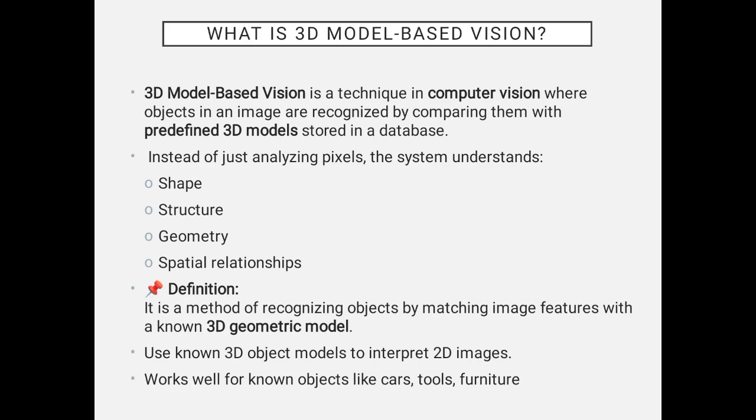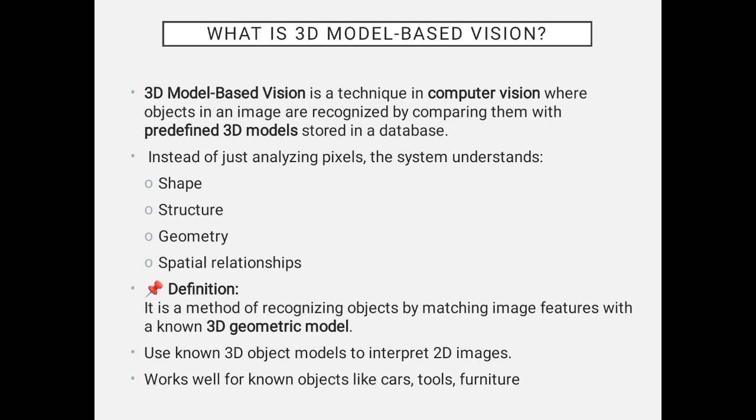3D model based vision is a method where objects in an image are recognized by using predefined 3D models stored in a database. So, unlike traditional methods that only analyze pixels, this approach focuses on understanding the object's shape, geometry, and relationships. Instead of guessing from appearance, the system matches image features with a 3D model.